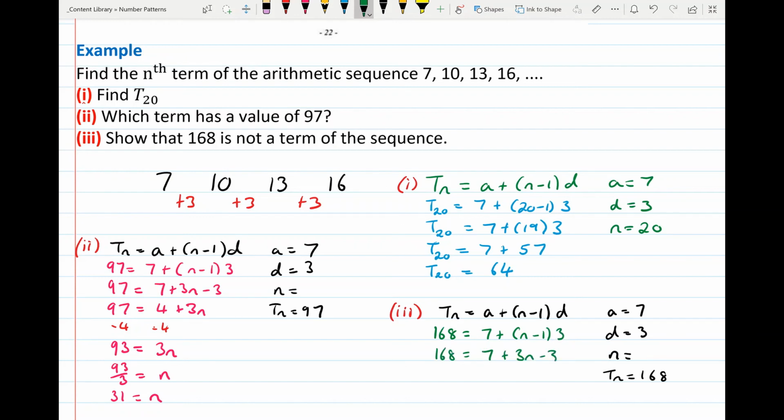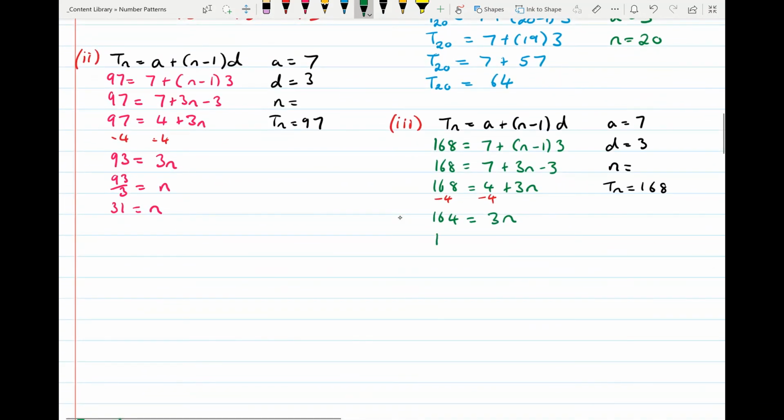This is very similar to the previous one, where I'm multiplying 3 by n minus 1. Subtract 4 from both sides. And then divide both sides by 3. Now it says that n equals 54.6, and we know that that can't be correct because the term numbers are whole numbers, so it would either be term number 54 or term number 55.